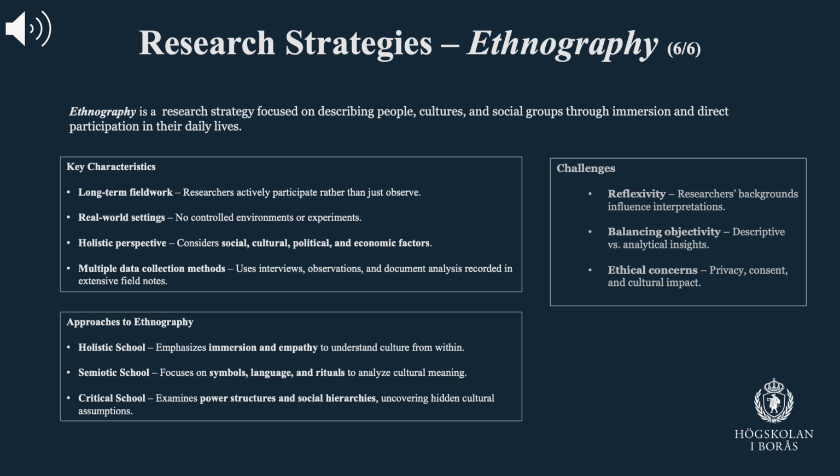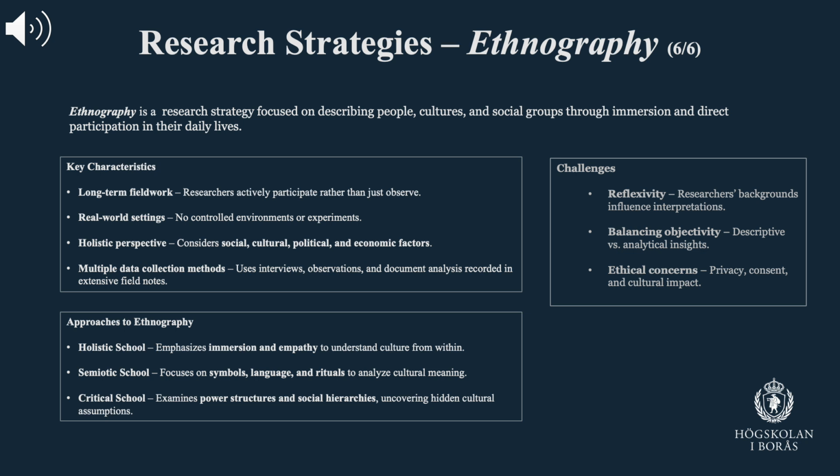There are different approaches to ethnography. The holistic school emphasizes immersion and empathy, arguing that researchers must live among the people to truly understand them. However, critics suggest this is unrealistic, as researchers bring preconceptions that shape their interpretations. The semiotic school focuses on symbols, language, and rituals, analyzing how these elements shape cultural meaning. The critical school examines power structures and social hierarchies, uncovering hidden assumptions within a culture, such as gender roles or political authority.